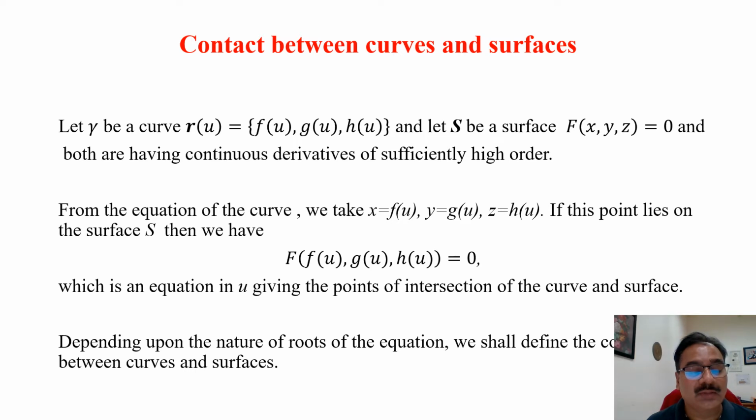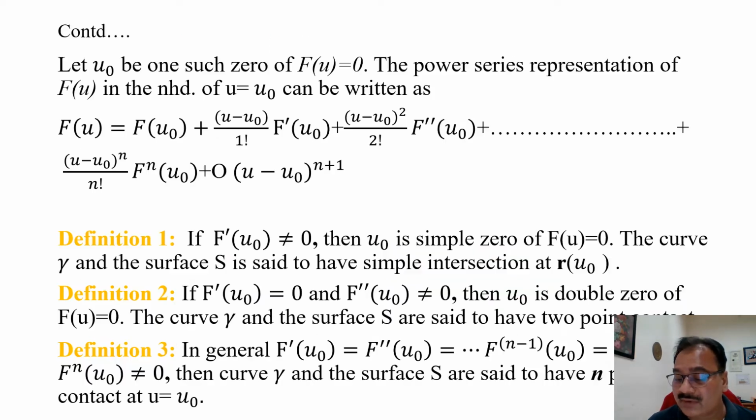It means from the above equation of the curve, we may take x, y, and z as functions of u. If this point lies on the surface, then we may write this equation, which is an equation in u giving the points of intersection of the curve and surface. Depending upon the nature of the roots of the equation, we shall define contact between the curve and surface.